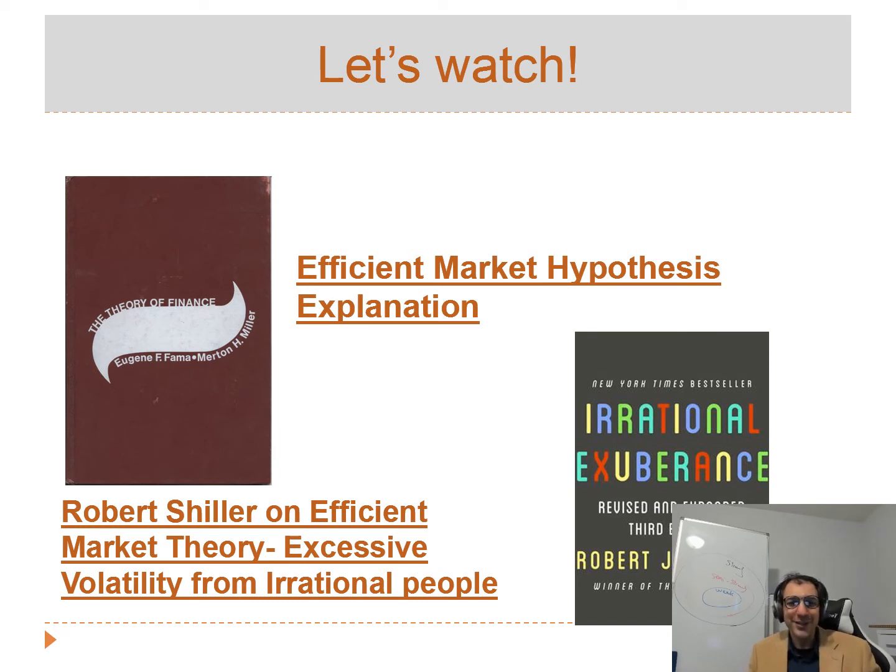And the counter argument here is what Robert Shiller is providing on efficient market theory, and is saying, this excessive volatility we see in the market doesn't indicate the rational behavior of investors. In his great book, Irrational Exuberance, he's talking about all these over transactions and over volatility in the market, which the rational behavior of investors cannot explain.